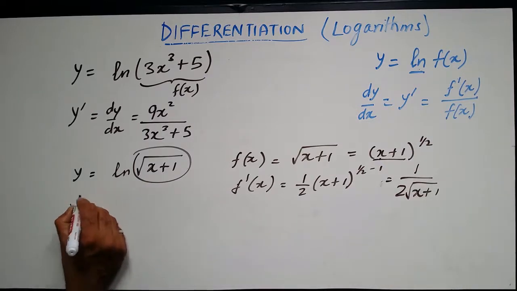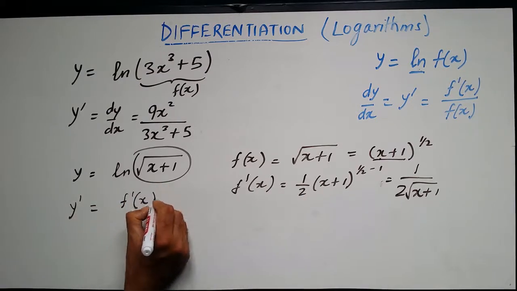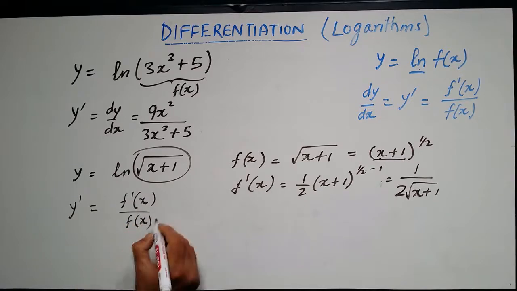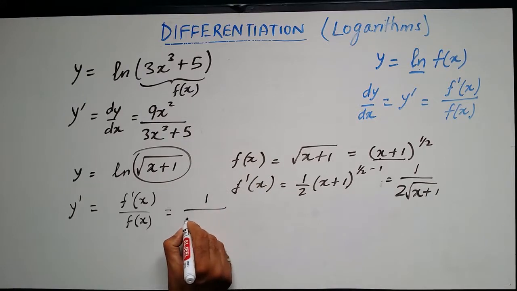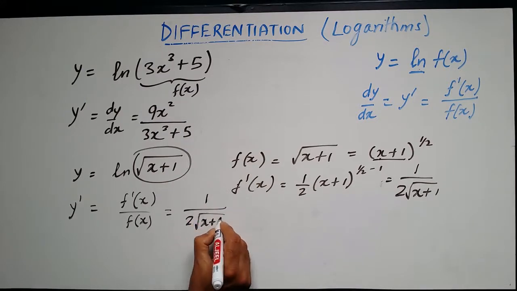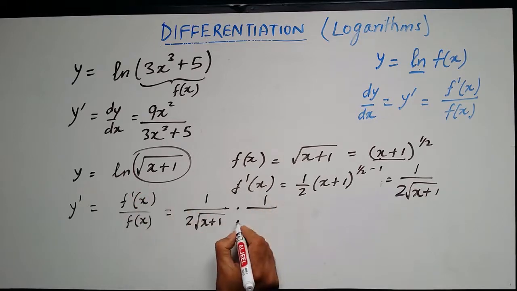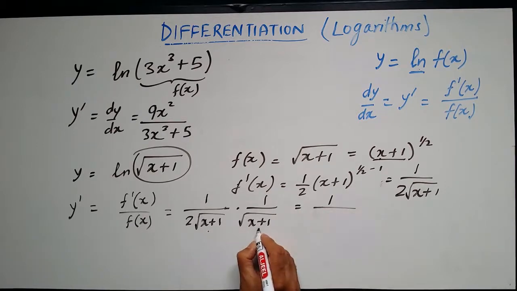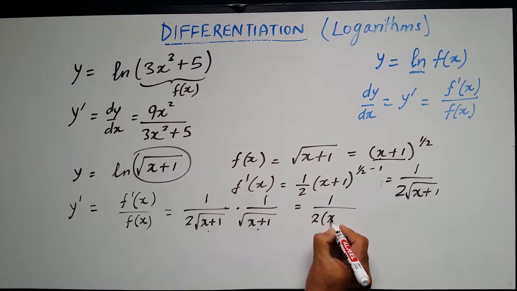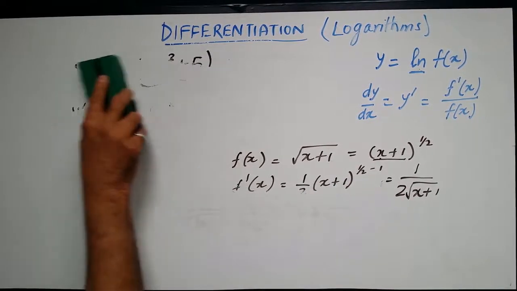So the derivative becomes f dash x upon f(x), which is 1 upon 2 root of x plus 1, multiplied by 1 upon the function, that is root of x plus 1. This is the same as writing root of x plus 1 into root of x plus 1, which gives us x plus 1. So this is how you solve problems on derivatives of logarithmic expressions.